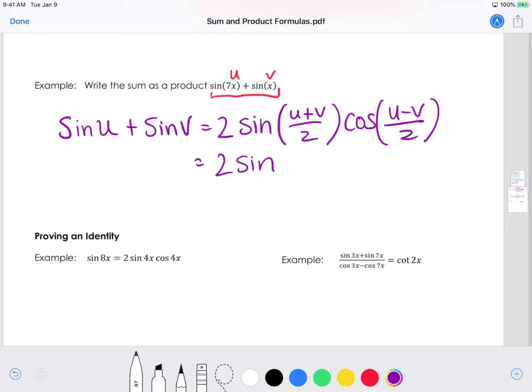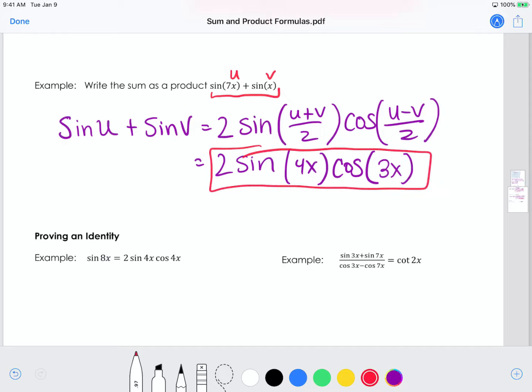Since u is 7x and v is x, I'm going to have sine of 4x because I take u plus v, which is 7x plus x, which is 8x, and divide by 2. And then u minus v is going to be 7x minus x, which is 6x. And when you divide that by 2, you get 3x. So here is my product, which is equivalent to this expression right here.